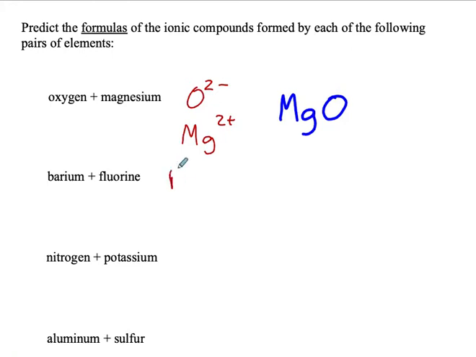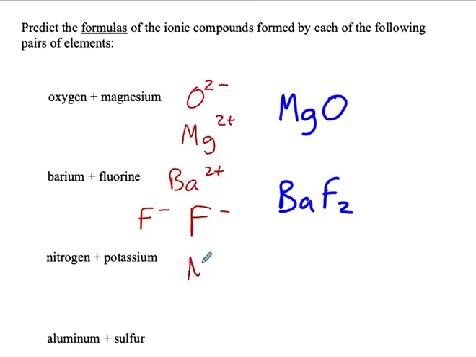Barium needs to lose 2 electrons to empty its valence shell. It forms a cation with a 2+ charge. Fluorine needs to gain 1 electron. It forms an anion with a single negative charge. But now, in order for the overall compound to be electrically neutral, that is, for the charges to add up to 0, I need 2 fluorine anions for every barium cation, and I write the formula as BaF2.